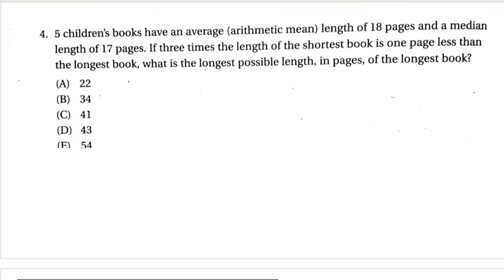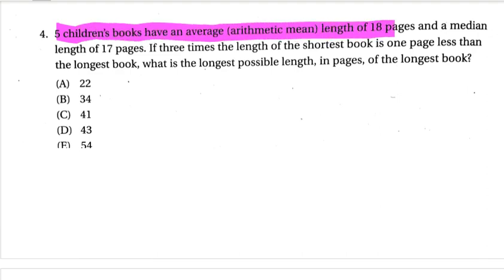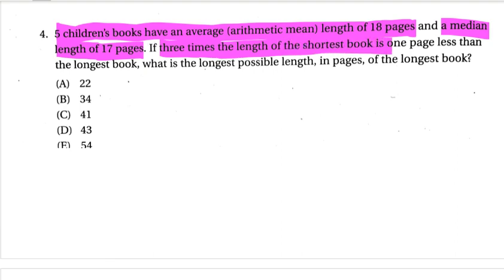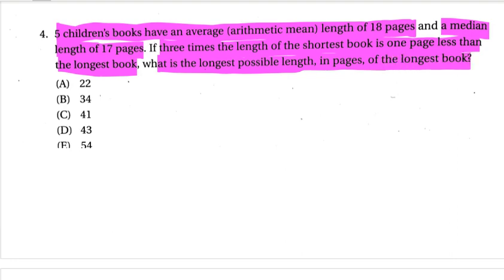So that's our next question, question number 4. Question number 4 is saying that 5 children's books have an average arithmetic mean length of 18 pages and a median length of 17 pages. If 3 times the length of the shortest book is 1 page less than the longest book, what is the longest possible length in pages of the longest book?